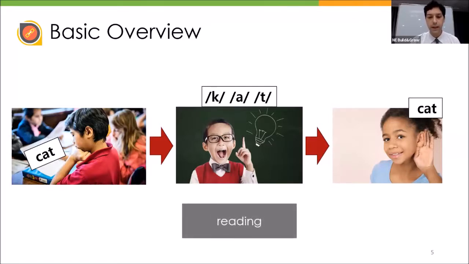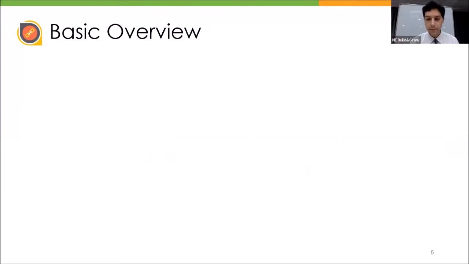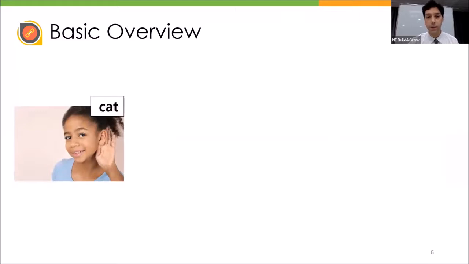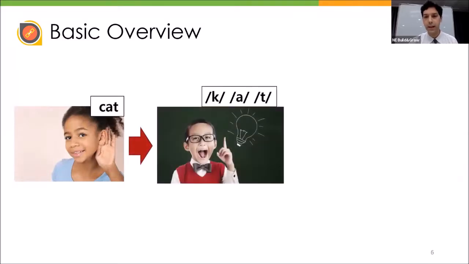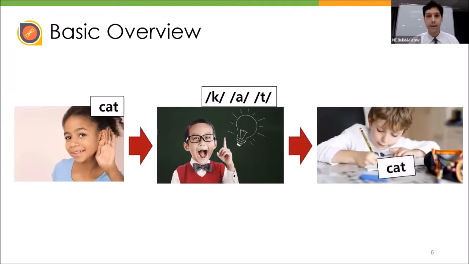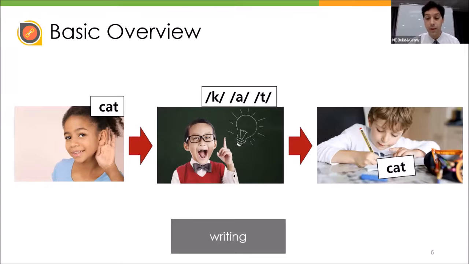It's the same thing as reading, right? You take a written word, you sound it out, and then you end up with the spoken word and the concept. Now, if you flip that around, what you get is you start with the word, you sound it out, break it into its individual letters, and you get the written word, cat. And this is writing, of course, but we call this encoding.